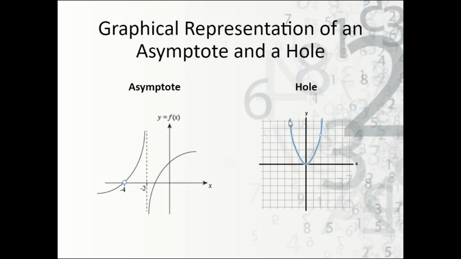Now a hole, an example of that would look like this. So we have our parabola here, and then just at this one spot, it's missing. So the graph continues and does cross, it just has a point there where it doesn't actually exist.